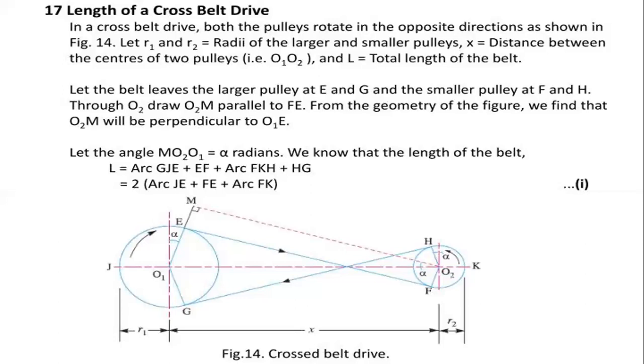And from the geometry of the figure, we find that O2M will be perpendicular to O1E. We have already seen it in the figure also. Next, let the angle M O2 O1, which is the triangle observed here, be taken as alpha radians, so that we may know the length of the belt.